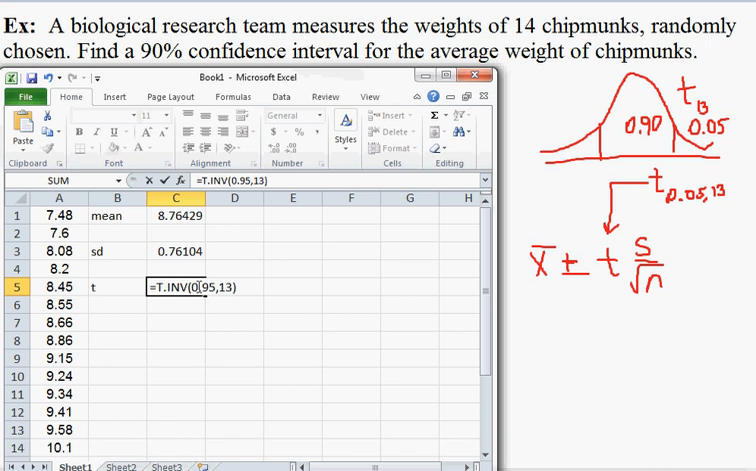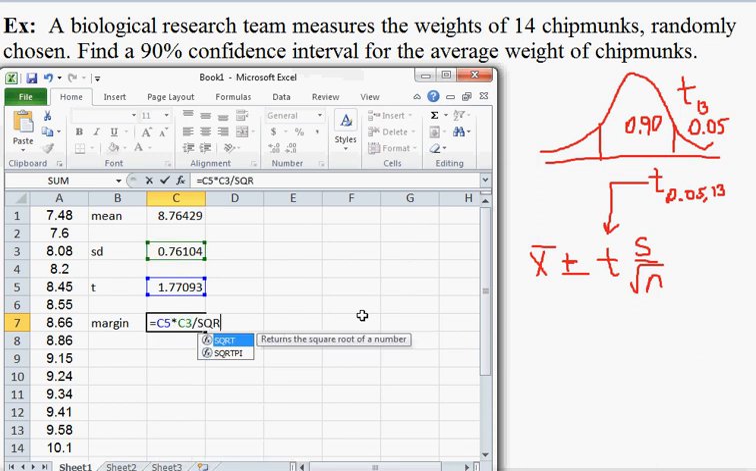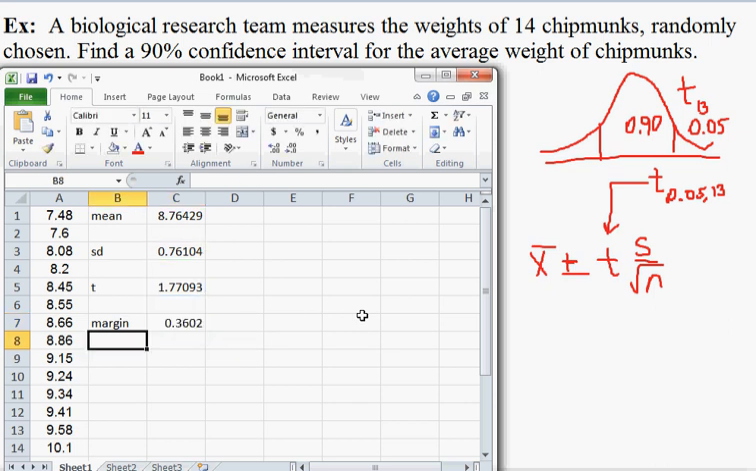And the reason we have 0.95 is so that 95% of the area lies to the left of the mark that I see here on the right. So I get a positive number, 1.77093. And so the margin of error will be equal to the t-value times the standard deviation divided by the square root of n, which in this case is square root of 14. So 0.3602.